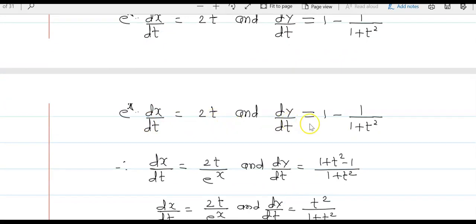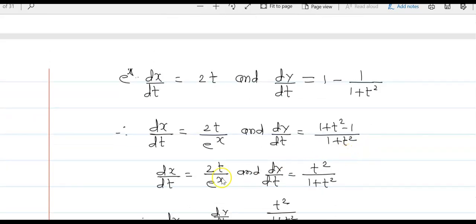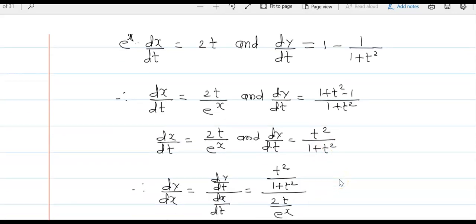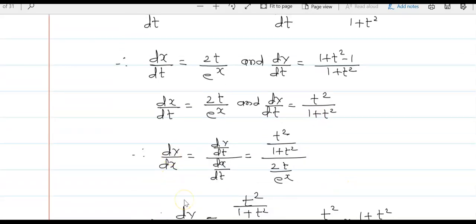dy by dt is equal to 1 minus 1 upon 1 plus t square. Therefore, dy by dt is equal to 1 plus t square minus 1 upon 1 plus t square. Therefore, dx upon dt is equal to 2t upon e raised to x. And dy by dt is equal to t square upon 1 plus t square. Therefore, dy by dx is equal to dy by dt upon dx upon dt.